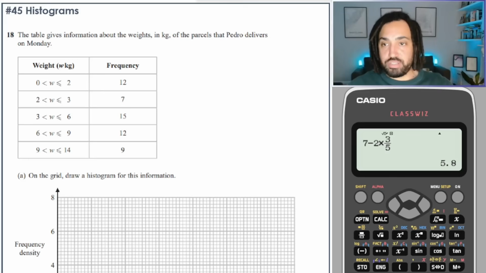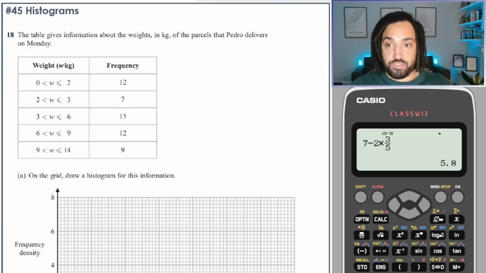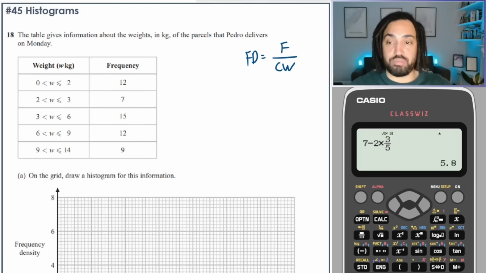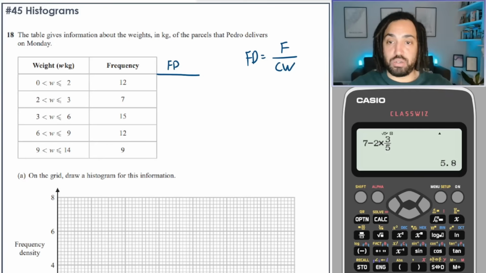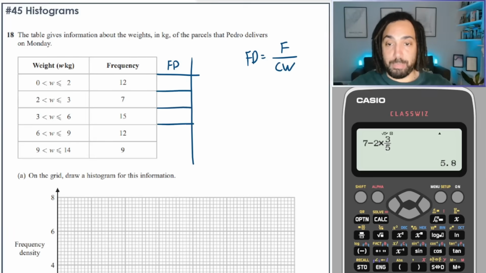Okay, we've got histograms, and the formula which we need to use is frequency density is equal to frequency divided by class width. So we must do a second column, or an additional column, should I say, called frequency density.